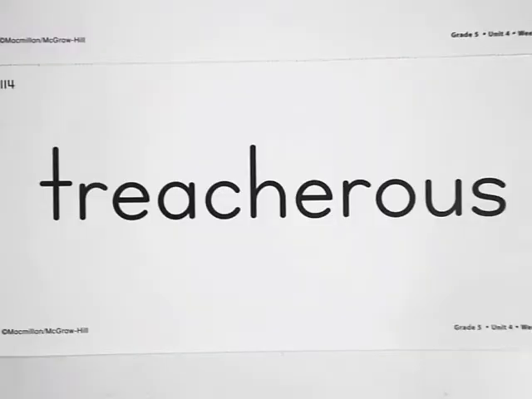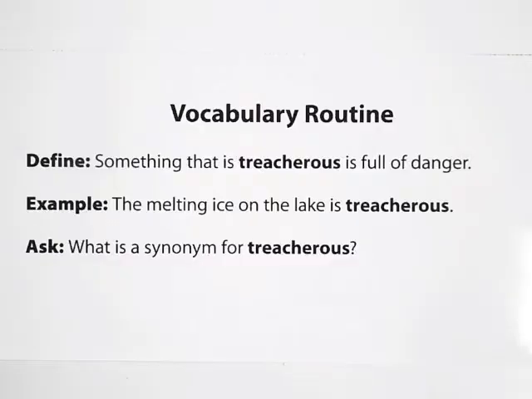The next word is treacherous. Treacherous. Go ahead and say that word and then write it. Our definition is, something that is treacherous is full of danger. Go ahead and pause and write that definition. Our example is, the melting ice on the lake is treacherous. So the melting ice on the lake is full of danger. Go ahead and write that.